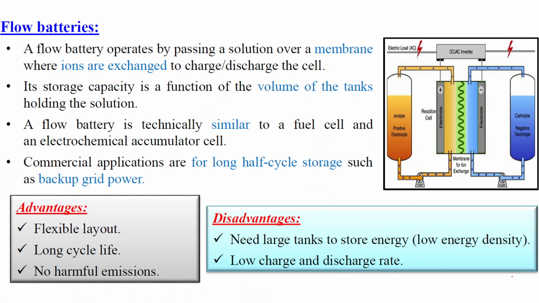Okay. Now coming to the next, that is the flow batteries. Basically, a flow battery operates by passing a solution over a membrane where ions are exchanged to charge and discharge the cell. Here it is an ion-exchange based membrane, which is basically the separator. This membrane allows the passage of ions but not electrons. Only ions present in the electrolyte can pass through this membrane. No electrons can pass through it.